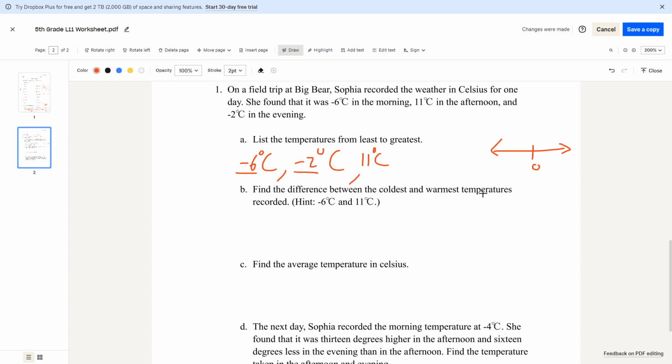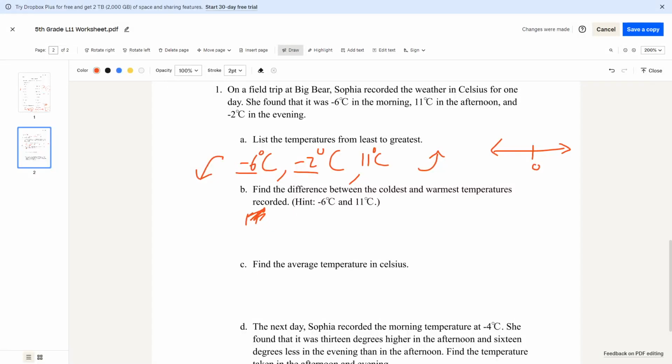Find the difference between the coldest and warmest temperatures recorded. Hint, negative 6 Celsius and 11 Celsius. The larger the number gets in temperature, we know that's more hot. The lower that number gets, it's more cold. So 11, find the difference between the coldest and warmest temperatures.